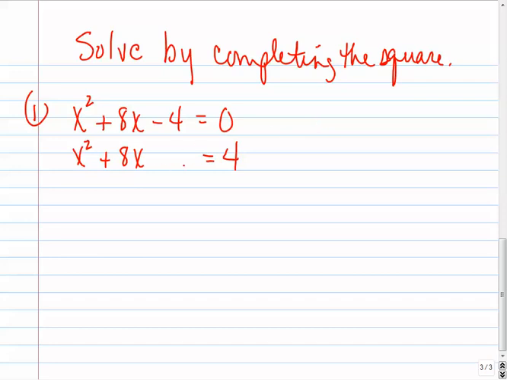I left some space here because remember we're going to complete the square. So you want to go to the linear term, which is 8x, take half of 8, which is 4, and square it. 4 squared is 16.